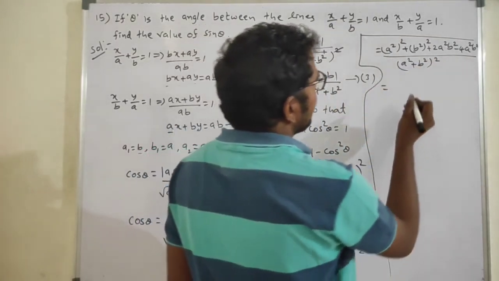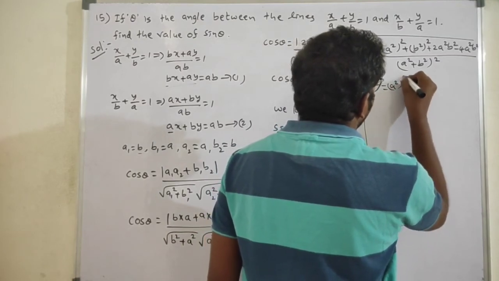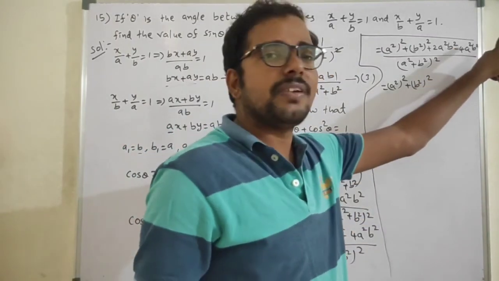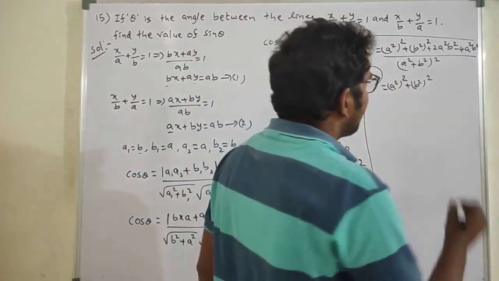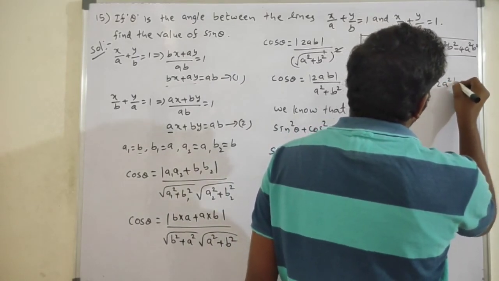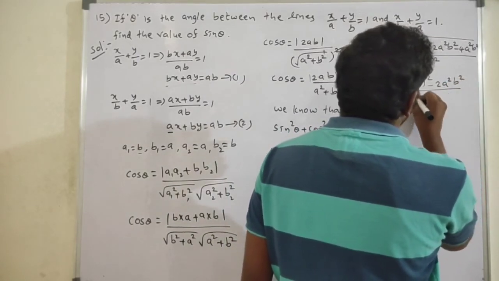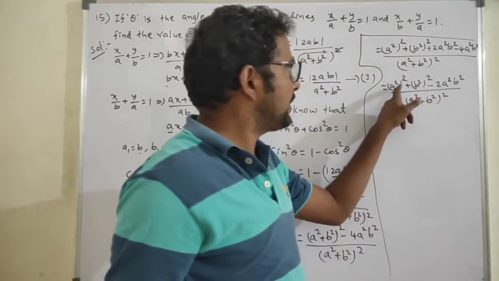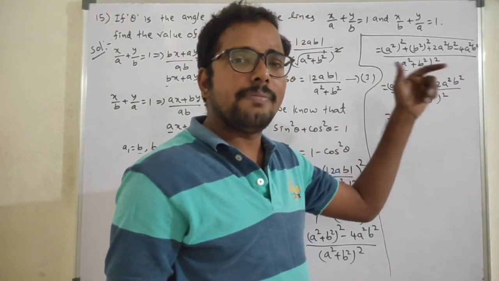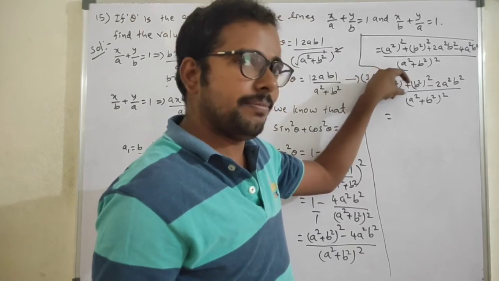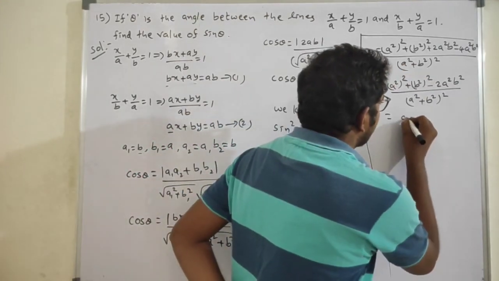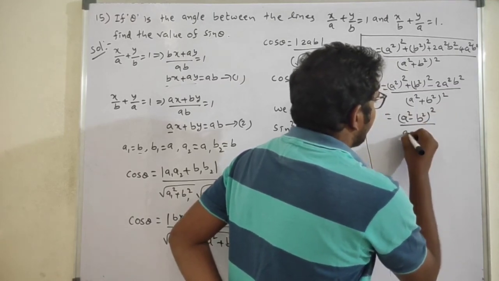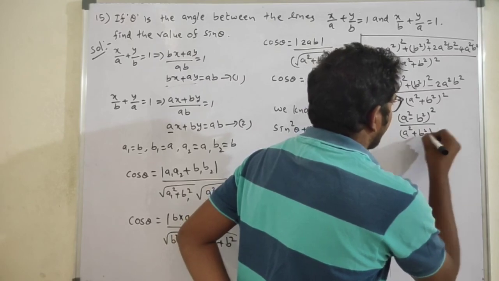So we can write this as (a square) whole square plus (b square) whole square plus 2a square b square minus 4a square b square. 2 minus 4 is minus 2, so minus 2a square b square by (a square plus b square) whole square. It is in the form of the (a minus b) whole square formula, a square plus b square minus 2ab, where a is a square and b is b square. So we can write this as (a square minus b square) whole square by (a square plus b square) whole square.